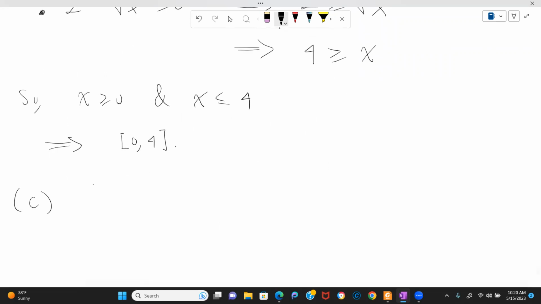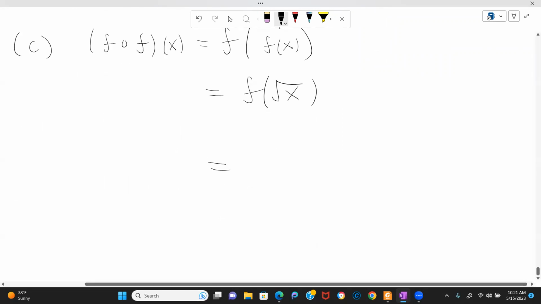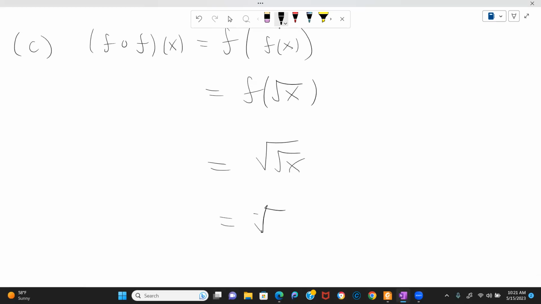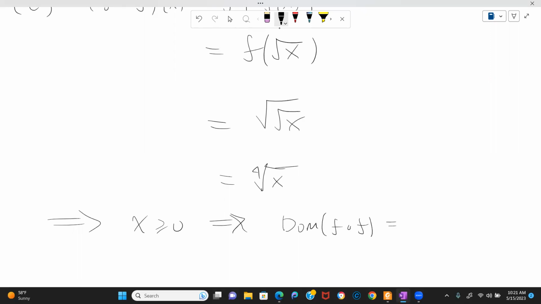Let's do C now. We want f composed f at x. By definition, that's f of f of x. And remember, f of x is square root of x, so we get f of square root of x. And then again, f is square root of x, so you get square root of square root of x, which is going to be the fourth root of x. And it's pretty clear that the only requirement is that x is positive. So the domain of f composed f is going to be 0 to infinity.